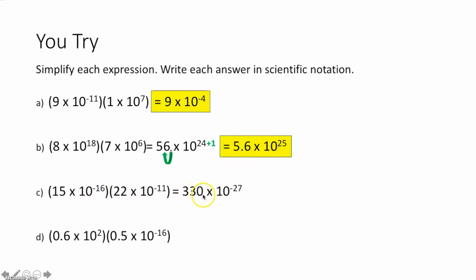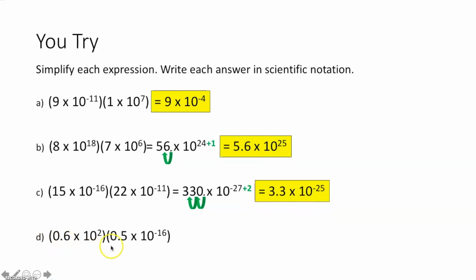So we take our decimal, which is at the end here, and we're going to move it to the left 2 decimal places. Now when you move 2 decimal places to the left, you have to add 2 to your exponent here. Now what is negative 27 plus 2? That's actually going to be negative 25. So your answer is 3.3 times 10 to the negative 25th power.